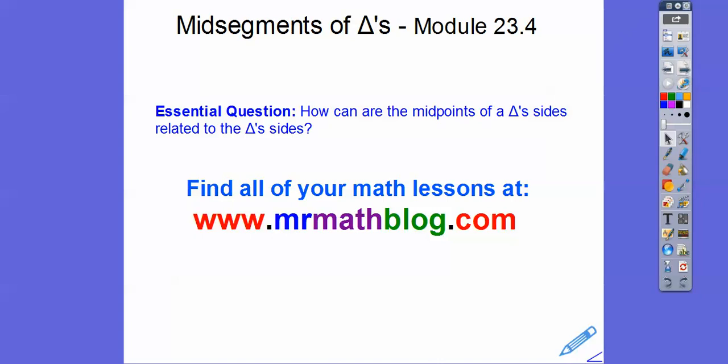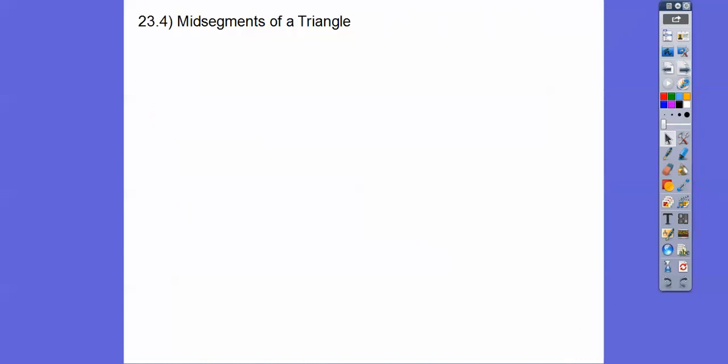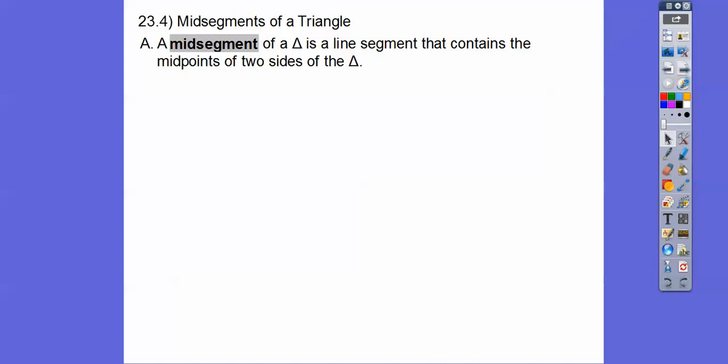Mid-segments, you guys. Mid-segments of triangles. So how are the midpoints of the sides related to the sides of the triangle? So that's what mid-segments are. A mid-segment of a triangle is a line segment that contains the midpoints of two sides of the triangle.